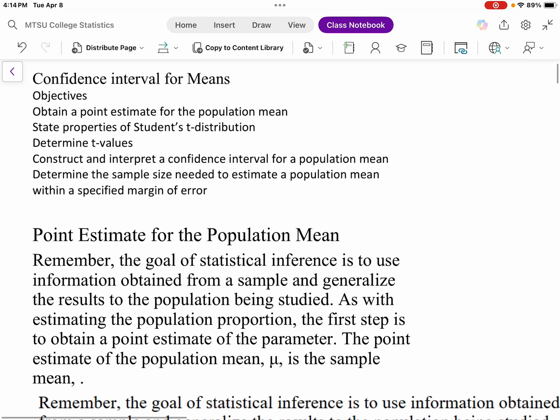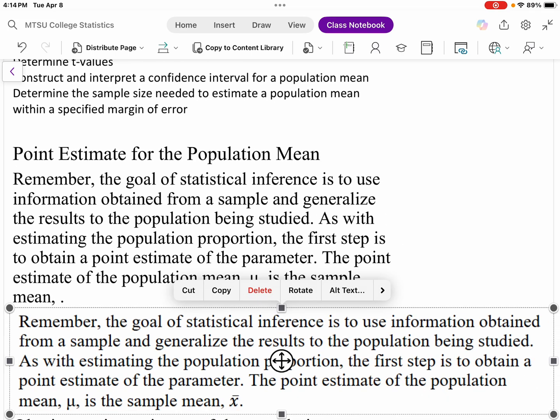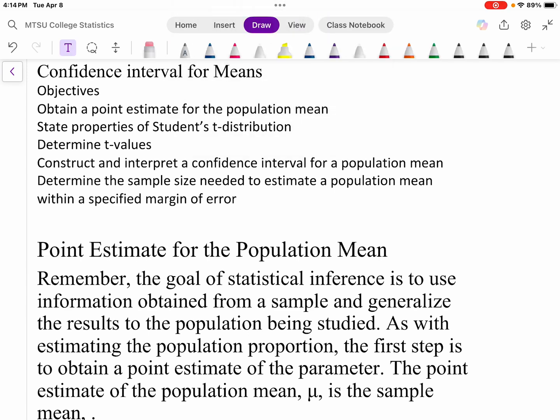As we look at our goals, it's to find a point estimate and state the properties of it. It's really a t distribution. Don't worry about this. Our textbook calls it a student's t distribution. Don't worry about that aspect. It's pretty much in most other books and literature just listed as a t distribution. So that's really the only thing you've got to focus on. Determine what the t values are. I'm going to show you 2 ways to do that. One is with a table, and the other is using the calculator.